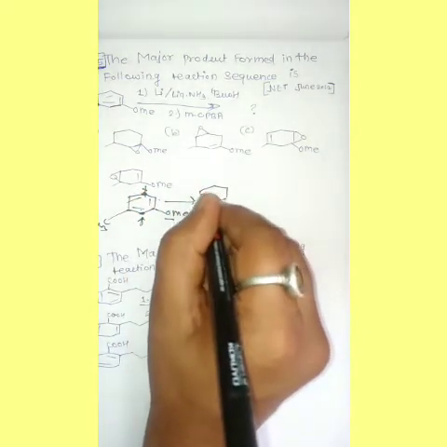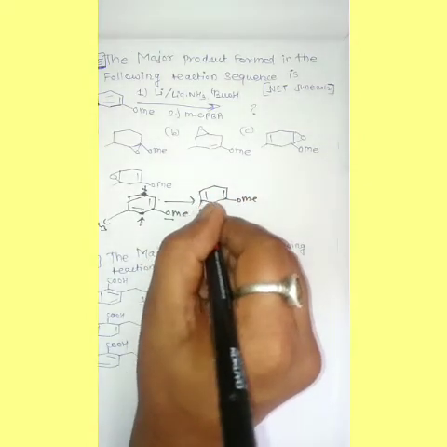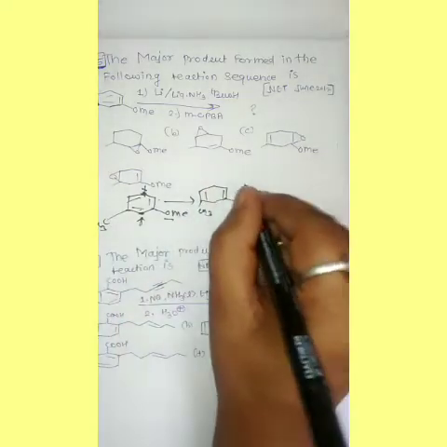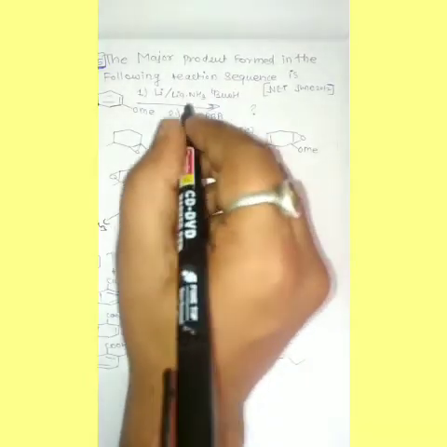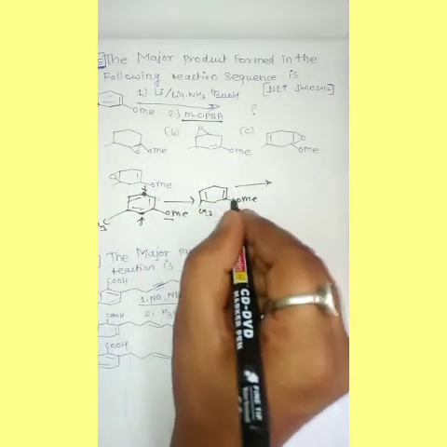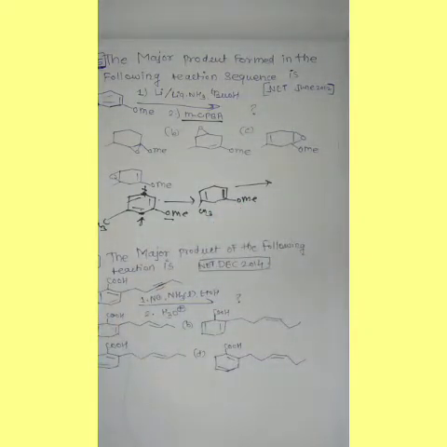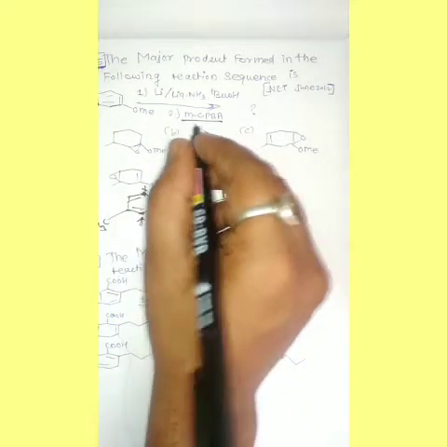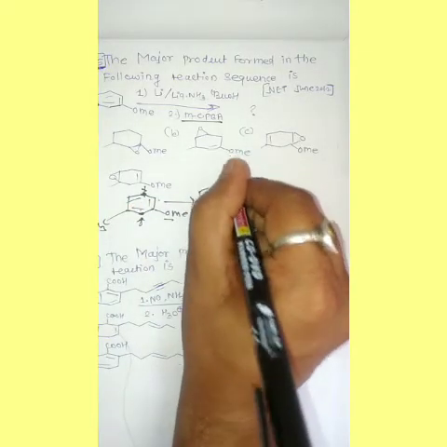We get OMe, CH3. Okay, then in the second step, metachloroperbenzoic acid, that is MCPBA. The double bond which is more nucleophilic attacks the metachloroperbenzoic acid. The mechanism is like this.